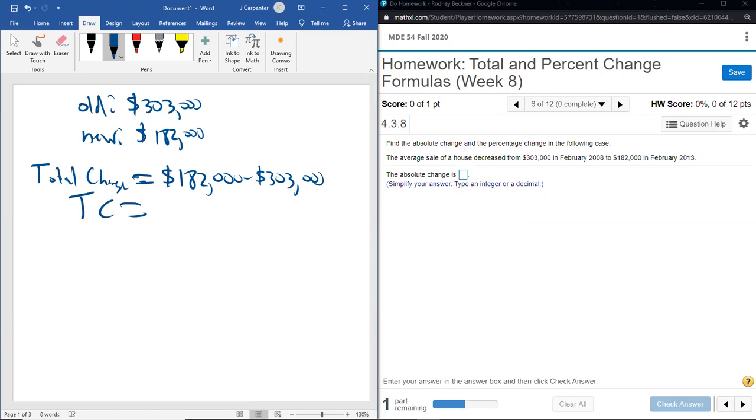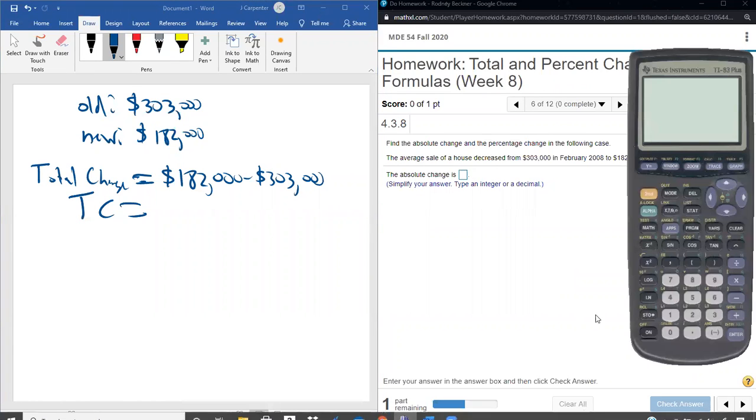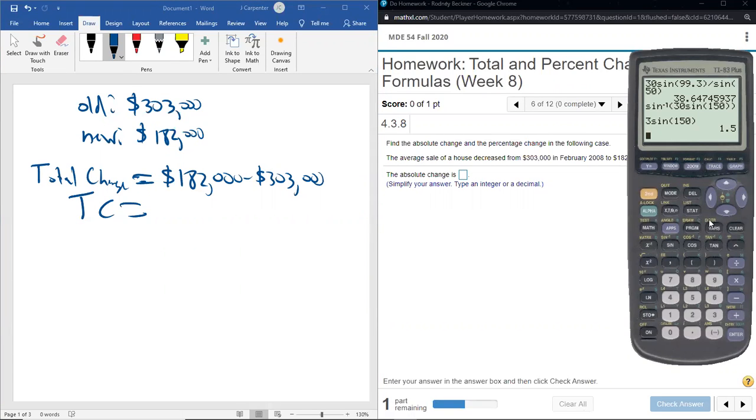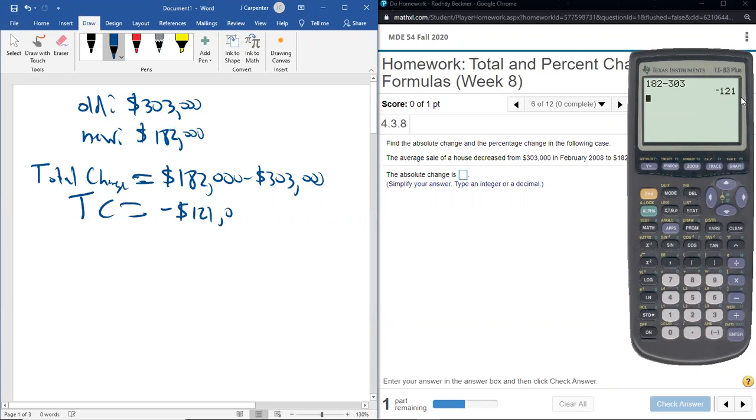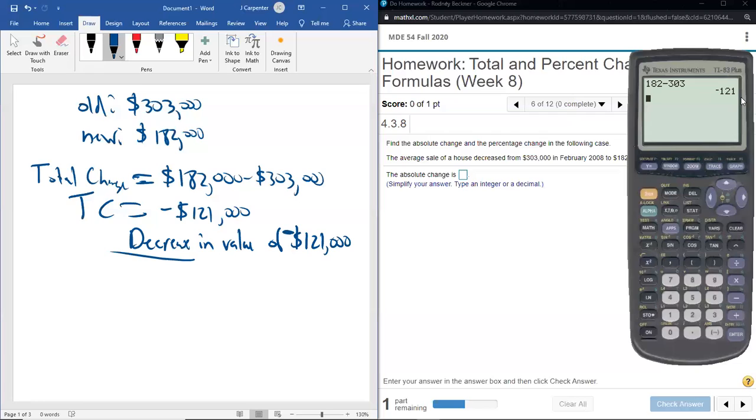And if you really need to pull out a calculator for that, you can. You don't really need the zeros. I can tell you they're just going to subtract perfectly. So we're doing 182 minus 303. I can just tack on the zeros afterwards. And it's negative 121. So negative $121,000. In other words, that was a decrease in value of $121,000.